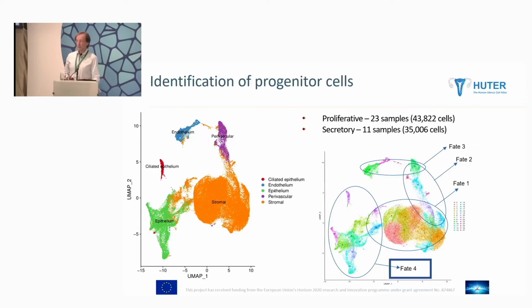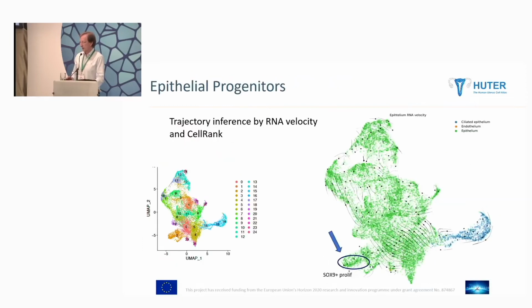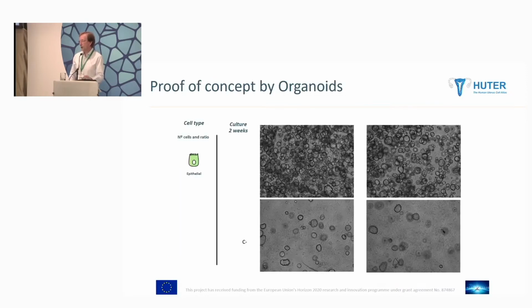So this is a really amazing project trying to find those cells, and by using this trajectory inference with RNA velocity and CellRank, we have been able to pinpoint a specific profiling of cells that we try to understand further using organoid production, and then, of course, single cell from the organoids to see to what extent we can really create this whole endometrium from these specific cell types.